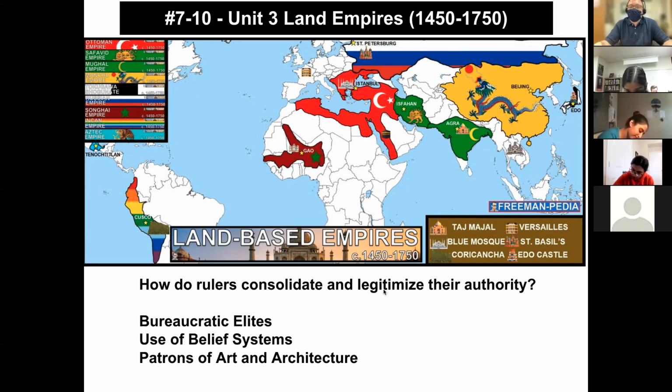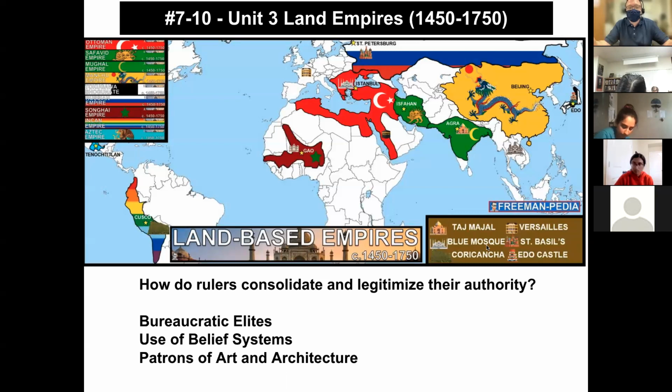I think there was a DBQ about evaluate the extent to which early modern rulers legitimized and consolidated their authority. And the answer is these 3 things. From a humanities angle, we talked about the bottom one. These rulers in these states would patronize great works of art and architecture, like the Mughal Taj Mahal, the French Palace of Versailles, Russia's St. Basil's Cathedral, the Ottoman Blue Mosque.